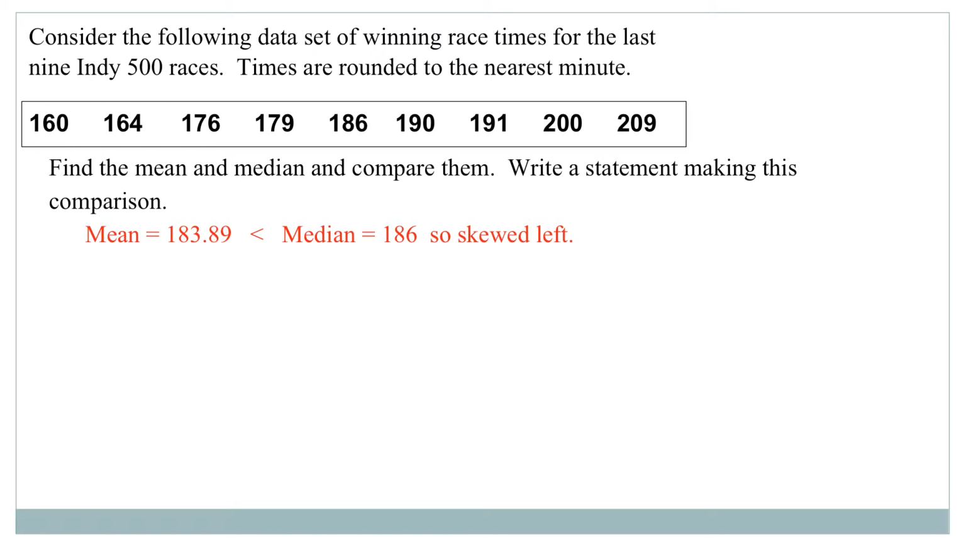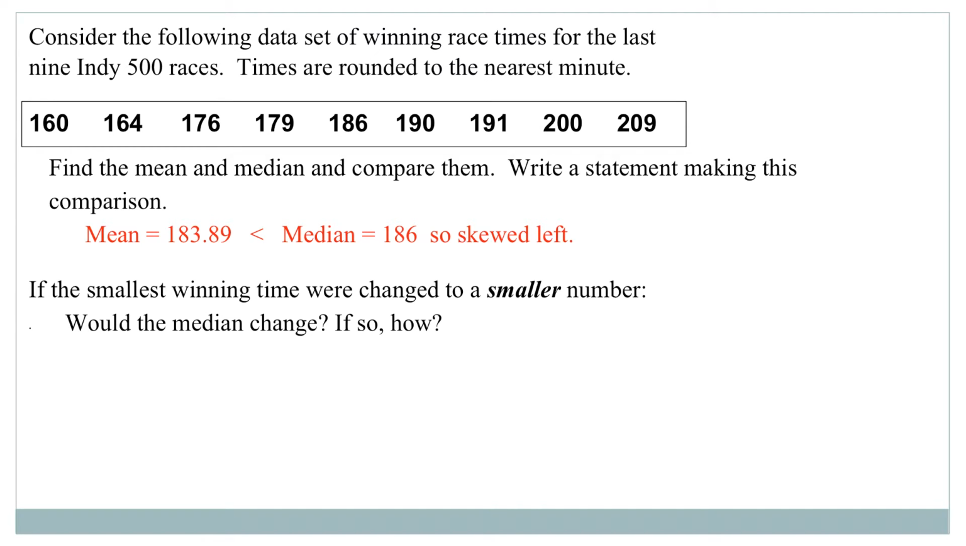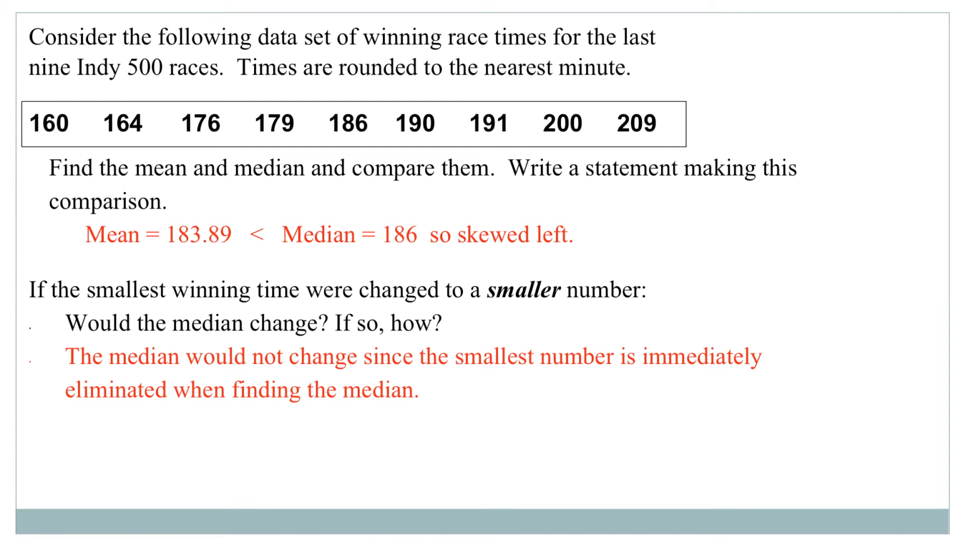Now, there's one other question that we want to answer here, which is if the smallest winning time, so if the 160 were changed to an even smaller number, would the median change, and if so, how? So if you can imagine for a minute, you can pretend you could take that 160 and change it to a 150. And if you recalculated the median, what you'll notice is that it's not going to change. So the smallest number is immediately eliminated when you find the median, because the first thing you do when finding the median is you cross off the lowest and the highest. So the median does not change at all.